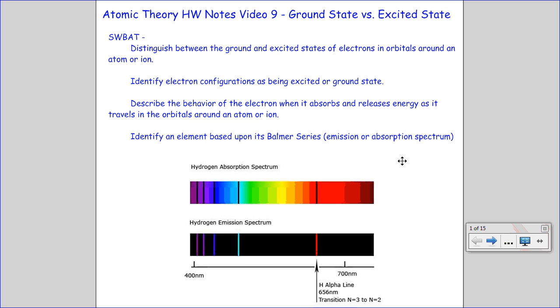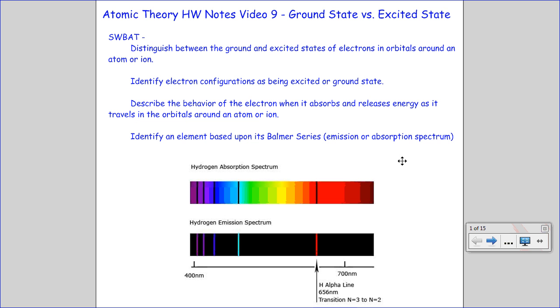So you should be able to distinguish between the ground and excited states of electrons and orbitals around an atom or ion today. Also, identify electron configurations as being excited or ground state. You should be able to describe the behavior of the electron when it absorbs and releases energy as it travels in the orbitals around an atom or ion.